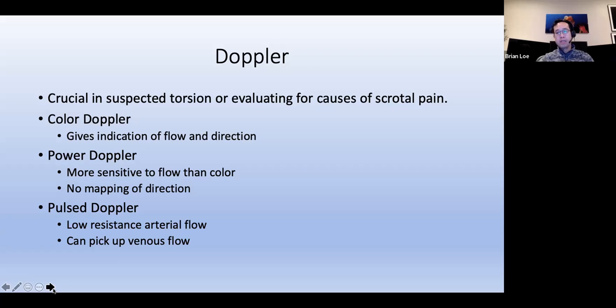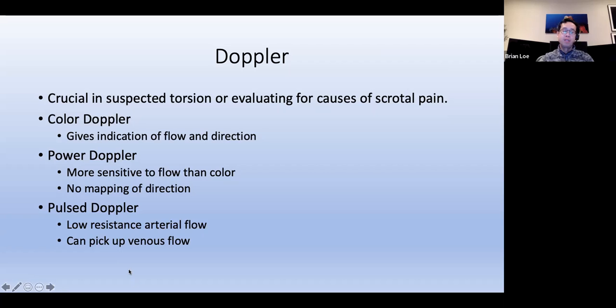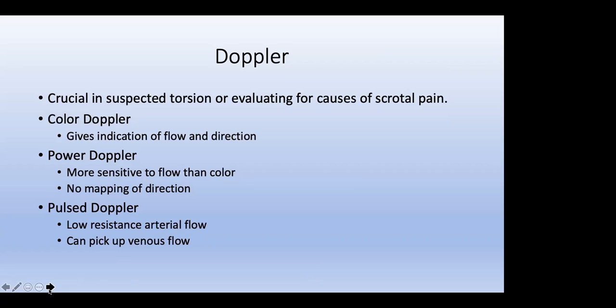So it's a different button. This one doesn't give you a color map. Most of the time the map is colored in orange if there is flow. So it's very sensitive to flow, but it doesn't give you directional information. And then, of course, there is pulse Doppler, where we actually have to actively put a gate over the site of concern, and it gives you pulsations, and we look for that arterial flow and venous flow in the testis. So we use all three of these if we can.